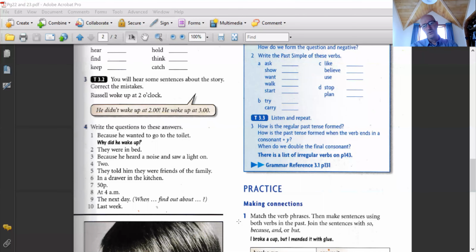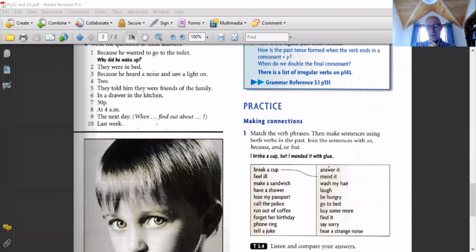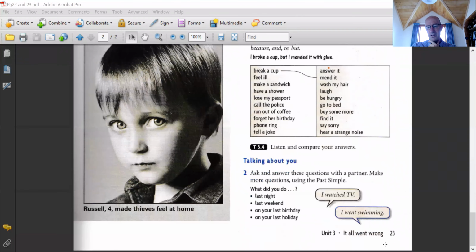Hi class. Right, I've just been having a look at the homework I gave you and I thought I'd just talk to you about it, maybe make it a little bit easier. So the first one we're going to look at is here on page 23.